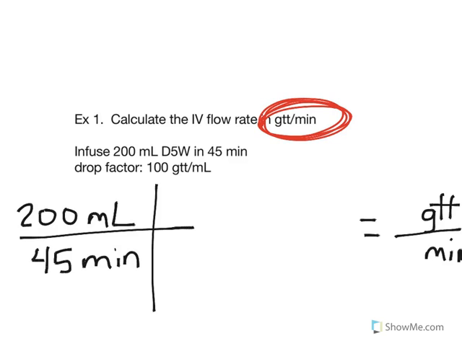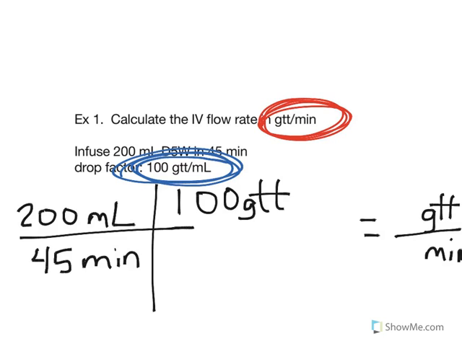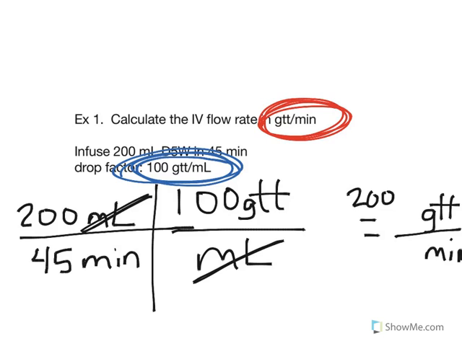I'm now going to use my drop factor, which says there are 100 drops in a milliliter. I'm going to put that 100 drops on top so that I can put the milliliters on bottom. Milliliters cancel with the milliliters on top. I multiply across the top. I multiply across the bottom.